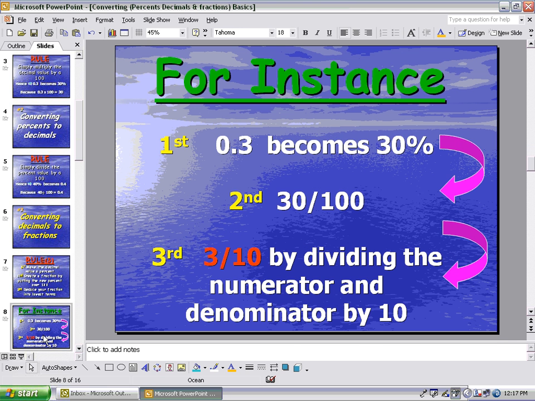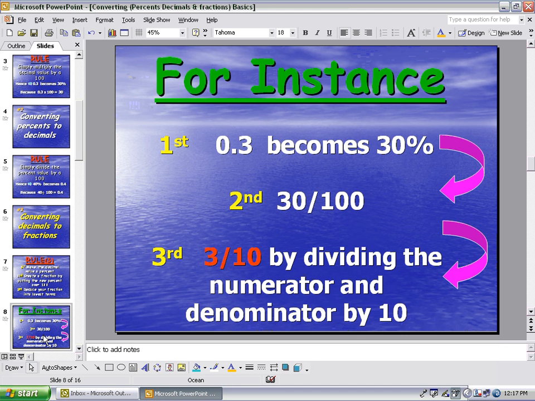So taking a look at an example here, 0.3 becomes 30%. Now I take my percent and I simply put it over 100. So now I have a fraction 30 over 100. Now that's a good fraction, but we want to make it great. And we do that by reducing it into lowest terms. So now I want to find a number that goes into both the numerator and the denominator of my fraction, the biggest value, and that's 10. And then I want to take the top and bottom and divide them both by 10. As a result, my fraction in lowest terms becomes 3 over 10. And this is taking a decimal and making it a fraction.